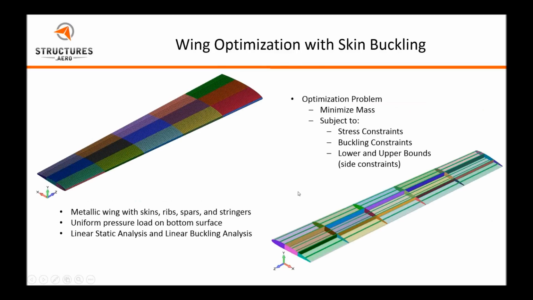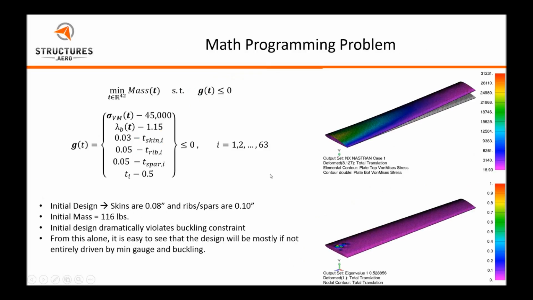Okay, so now I wanted to talk about the wing problem. And specifically, we're going to look at buckling. So we have a metallic wing with a uniform pressure load on the bottom surface. We've got skin, spars, ribs, and some stringers. We're going to look at stress constraints, buckling constraints, and lower and upper bounds. Okay, so let me get back into Femap.